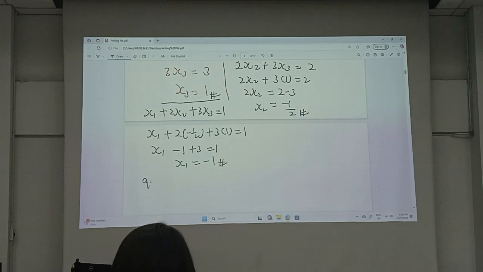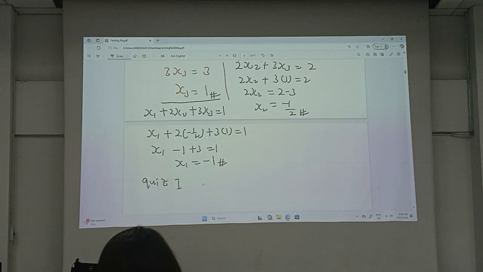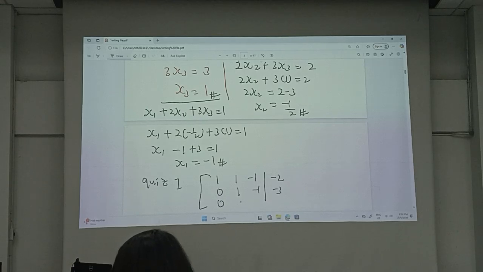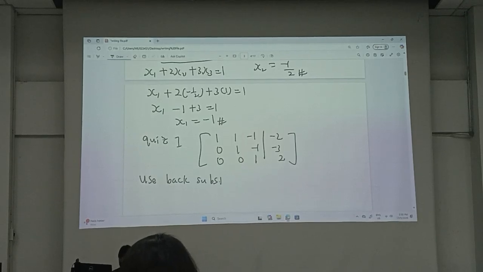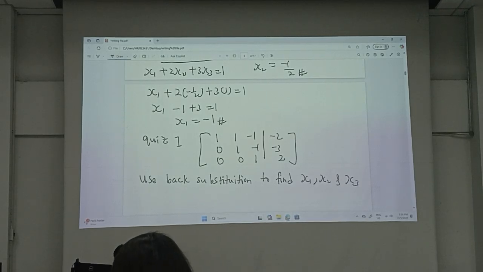Okay, so for today, quiz number 1, a very simple one. Use back substitution to find S1, S2, and S3. Do it now.